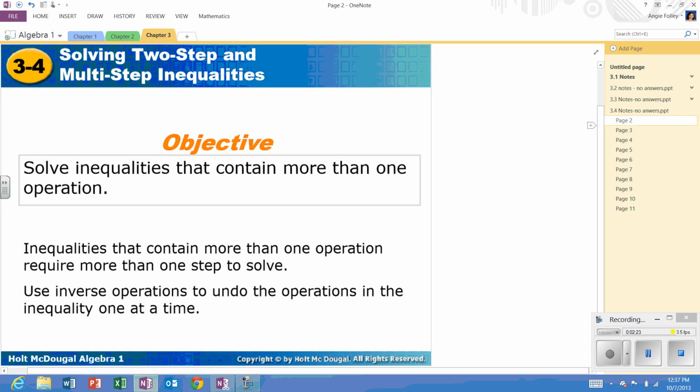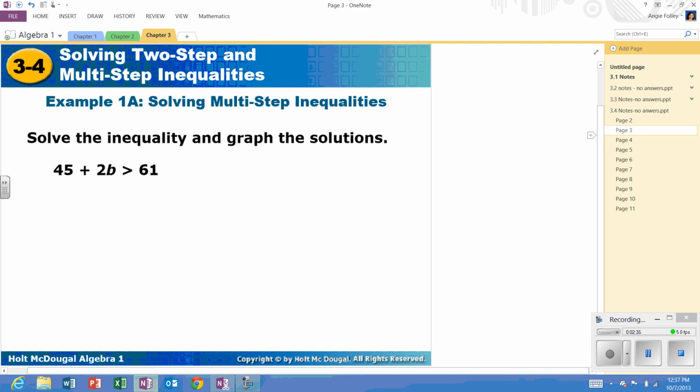Okay, so when we're solving inequalities that contain more than one operation, that means we're going to use more than one step. And just remember, we're going to use the inverse operation to undo those operations. Okay, so let's solve this first one and then graph it.